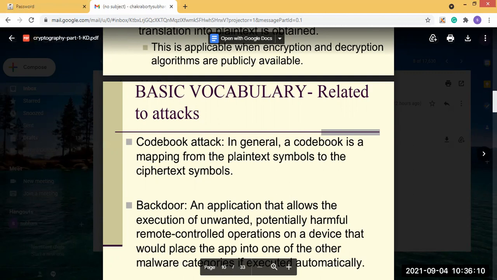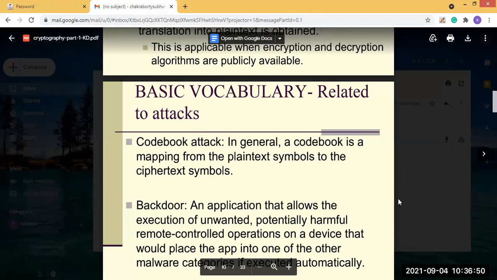Codebook attack. So what is a codebook attack? In general, a codebook is a mapping from the plain text symbols to the ciphertext symbols. So a codebook is a mapping from the symbols in the plain text to the ciphertext symbols. The next is the backdoor.